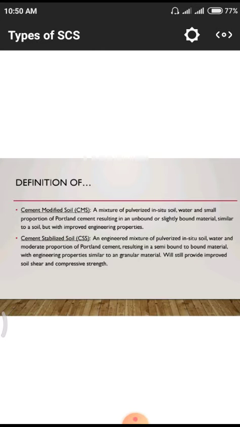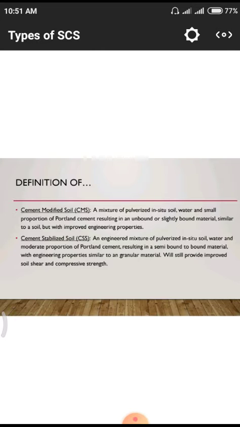Next one is cement stabilized soil. In this, an engineered mixture of pulverized in situ soil, water, and a moderate proportion of Portland cement results in a semi-bound to bound material with engineering properties similar to granular material. Pulverization we have already learned. Will it provide improved soil shear and compressive strength?